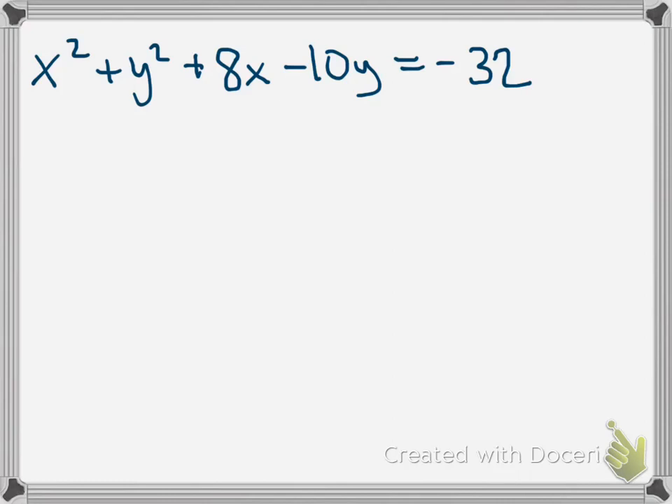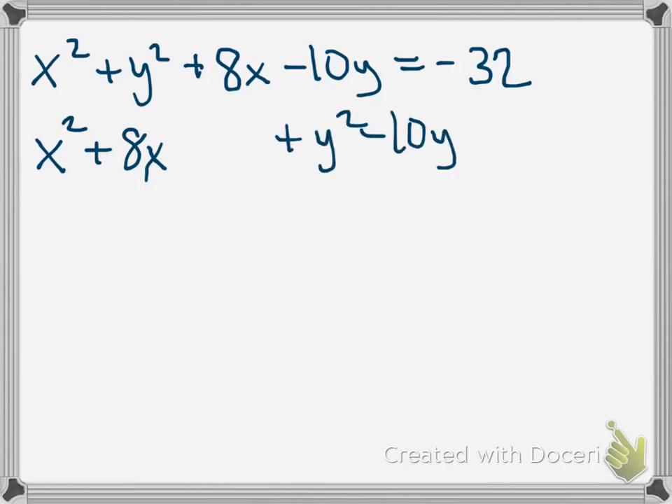Now notice the variables are not gathered together by the type that they are. Like the x squared and the 8x are not next to each other. So I'm going to rearrange the order. And since I'm keeping everything on the same side of the equal sign, I don't have to change signs or anything like that. So I get, just as a rewrite, x squared plus 8x, and then I'm going to leave a little bit of space, plus y squared minus 10y, and then leave some space, and that equals negative 32.